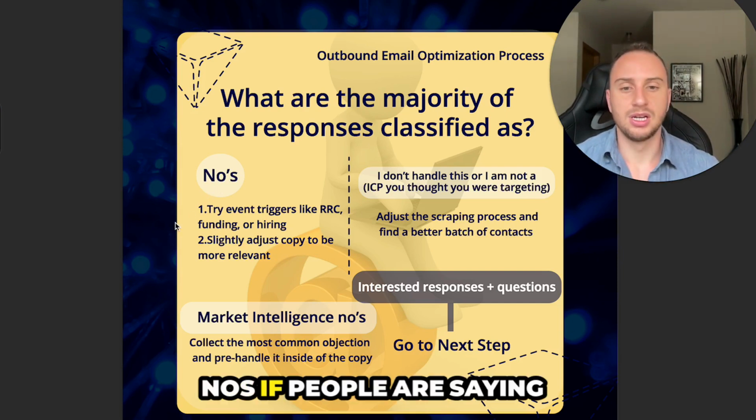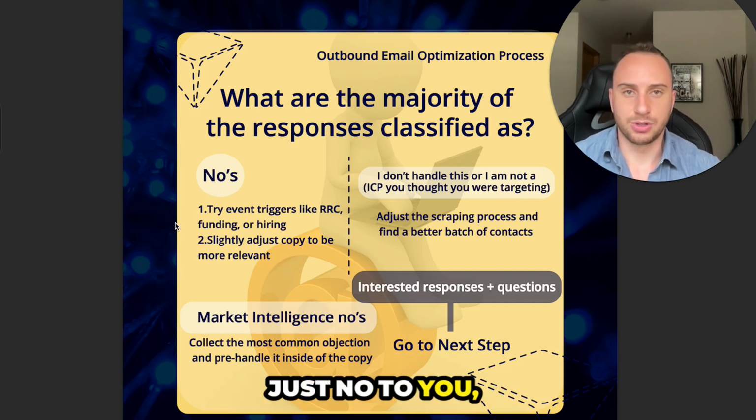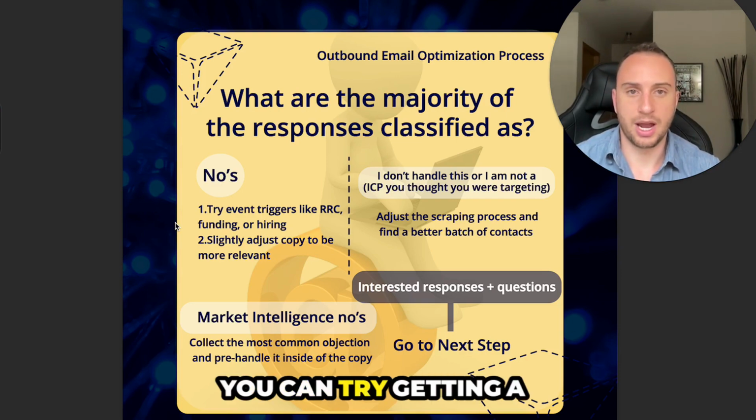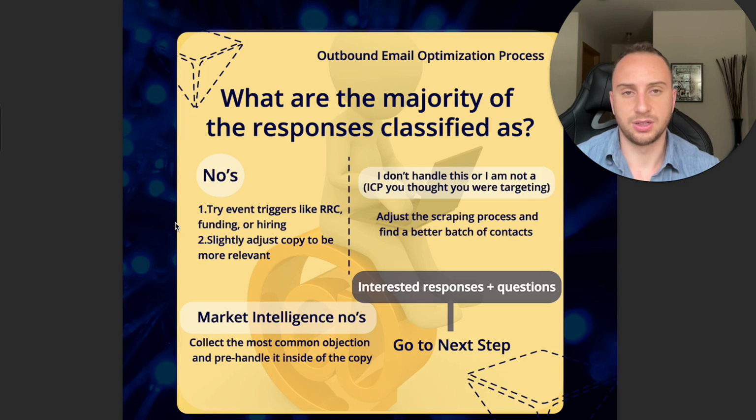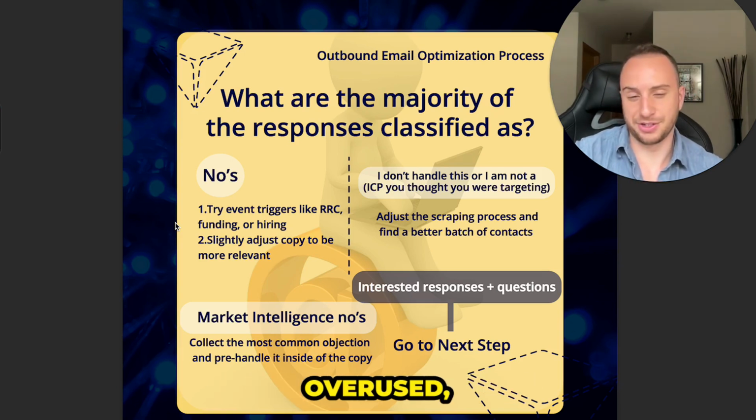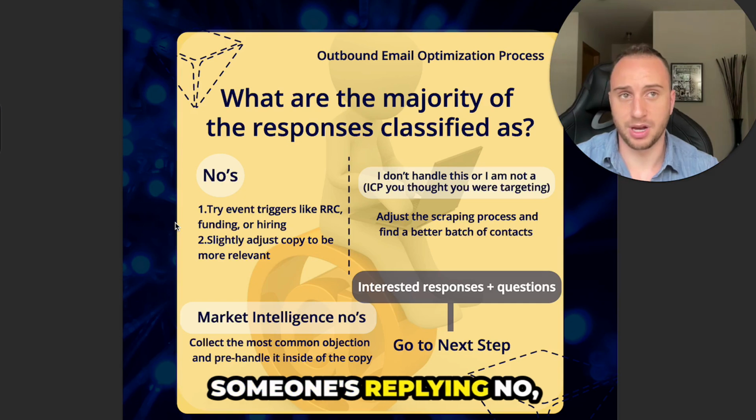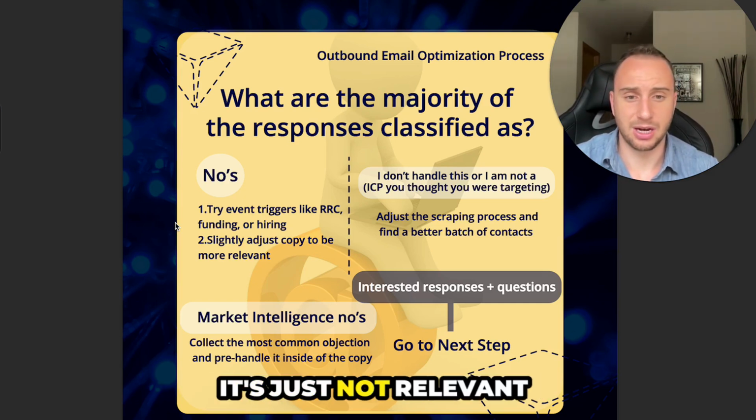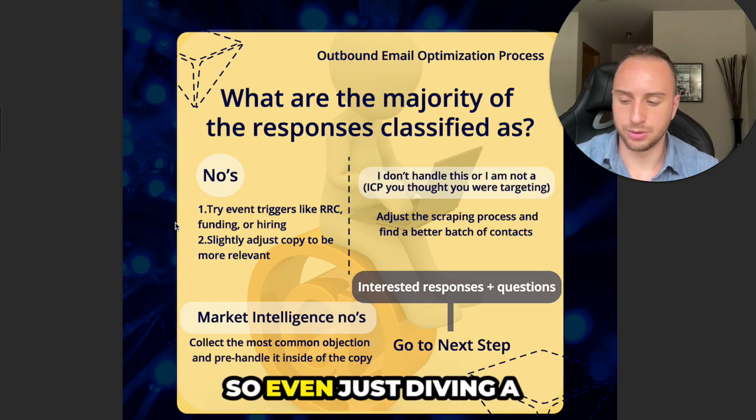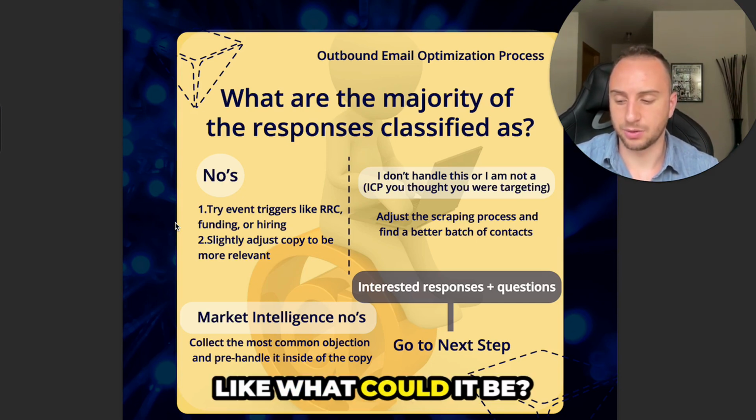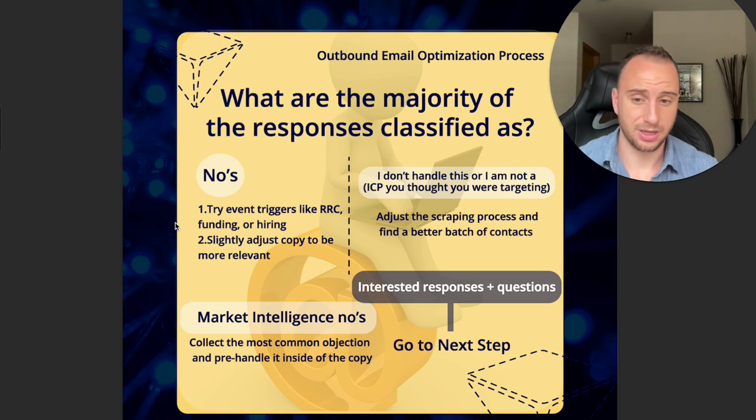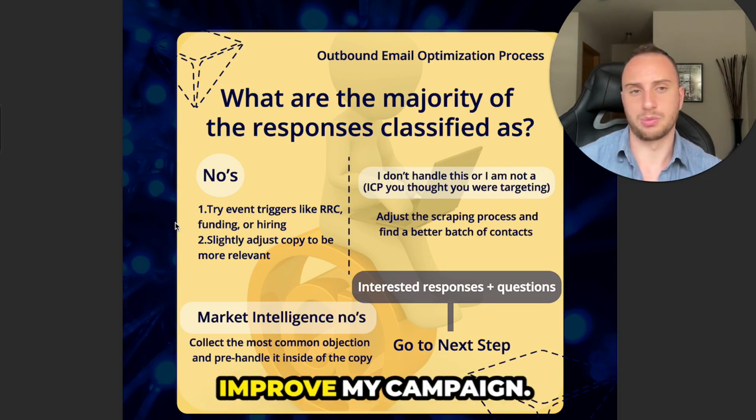Now, no's. If people are saying just no to you, there's a couple different things you can do. You can try getting a little more relevant with your offer based on their situation, like a recent role change. This one's kind of overused, but relevancy sometimes can change. If someone's replying no, sometimes they've really taken the time to read the email you sent them. It's just not relevant to them at that time. So even just diving a little deeper, like, is it just not the right time? What could it be, just for my personal benefit, so I know and can improve my campaign?